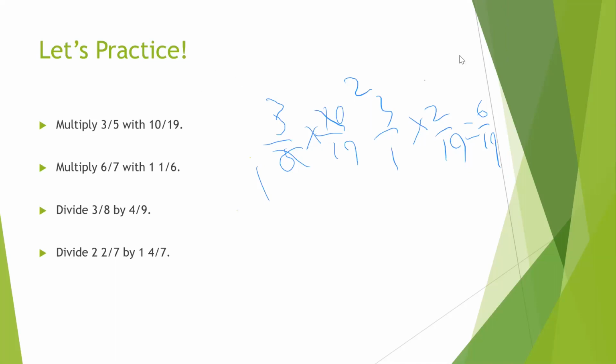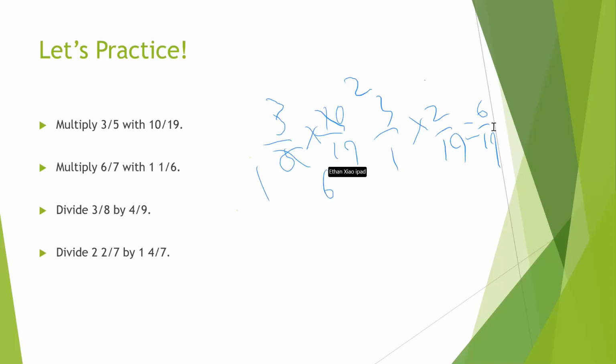So some of you are done with the second question as well, so I'll just do that one. What I'm going to do is multiply 6 over 7 with 1 and 1 over 6. Some of you guys actually read this one wrong, and I don't blame you, because it does look like 11 over 6. But it's 1 and 1 over 6. It's a mixed number. Now I have to convert this into an improper fraction. So 1 and 1 over 6 converted is 7 over 6, because 1 times 6 plus 1 is 7.